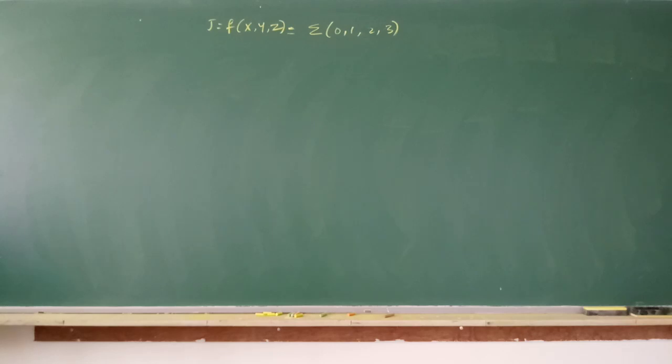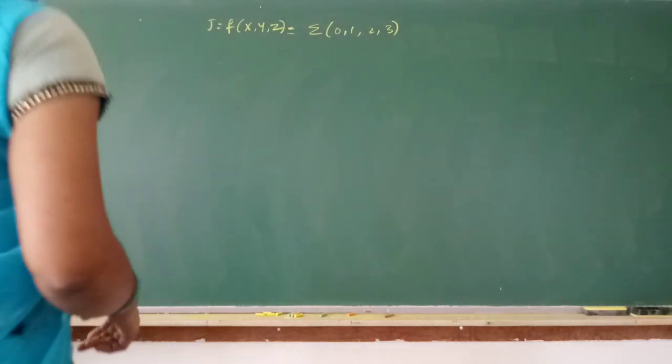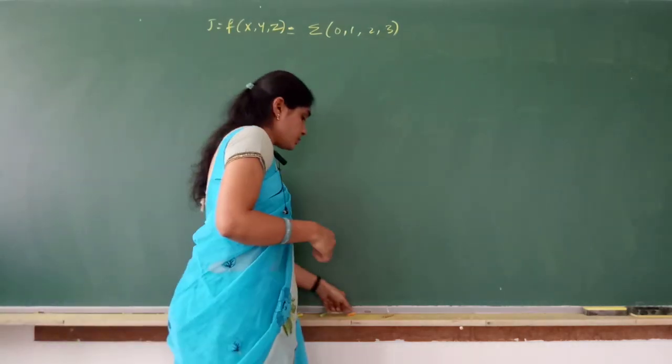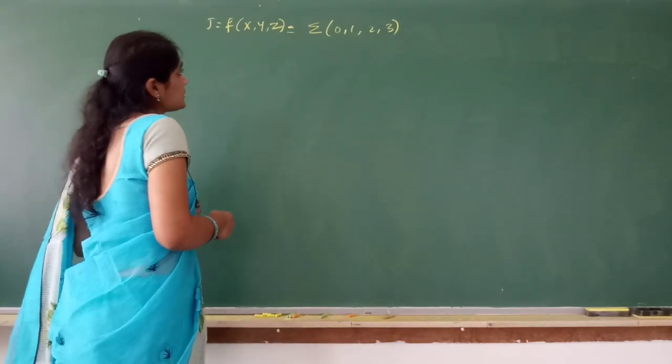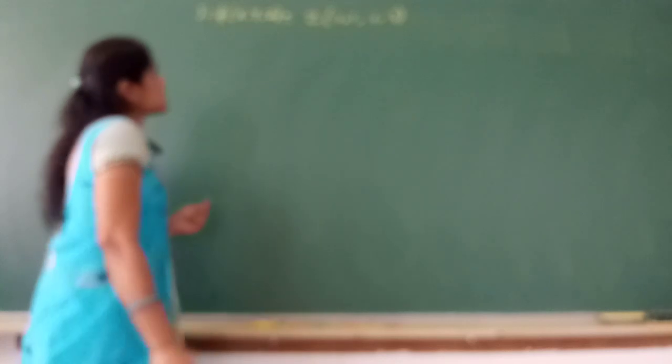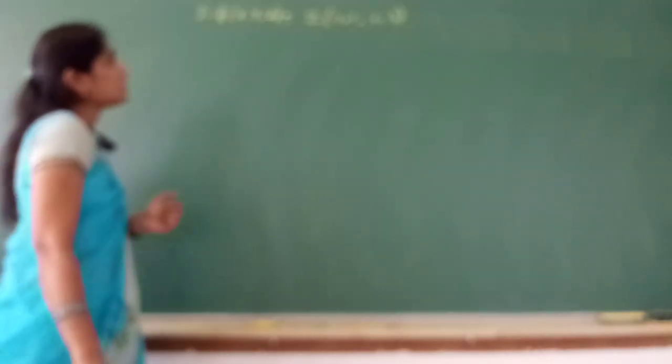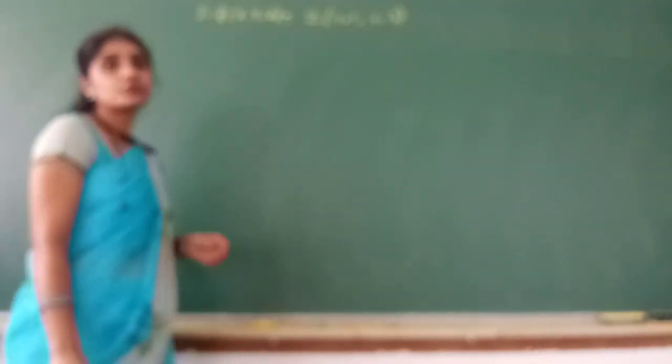So now let us work out some more problems on 3 variable K-map, because as I said, as you work out more number of problems, you will be more clear with the K-map. And the next problem we are taking is f of x, y, z is equal to summation 0, 1, 2, 3.